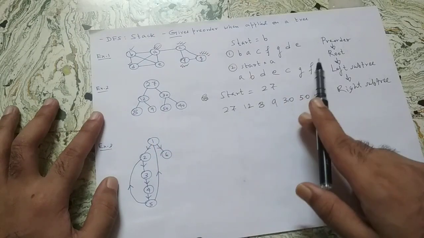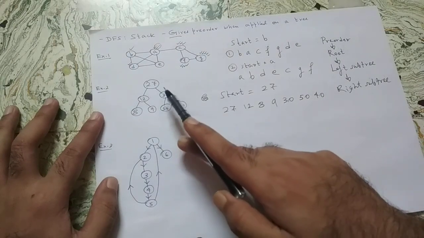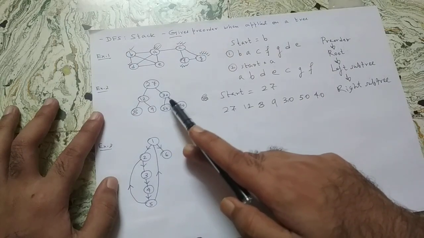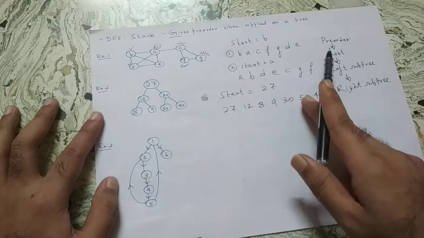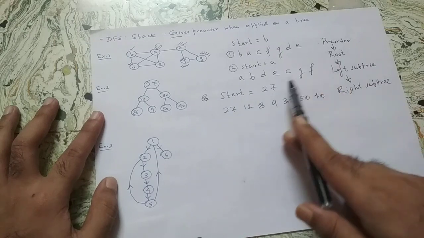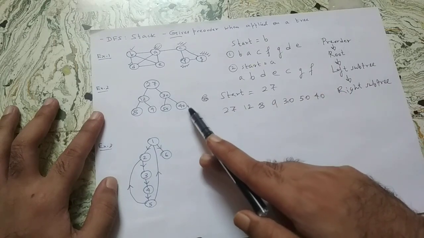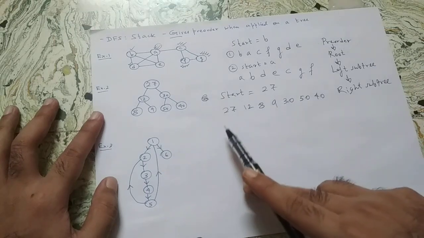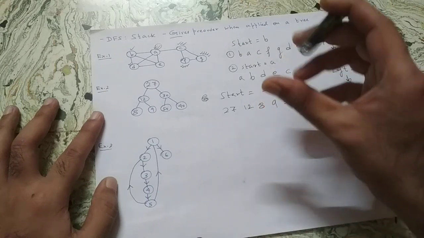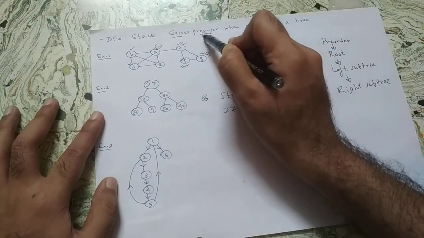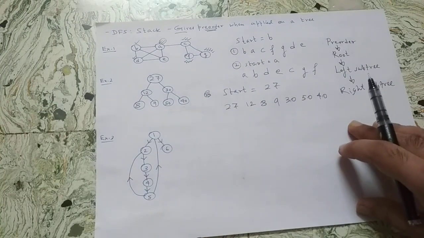Then I'll go to the right subtree. See, after the left subtree, I have to go to the right subtree of 27. In the right subtree of 27, I find a subtree with 30 as the root. So I'll start exploring this subtree with 30 as the root by using pre-order. So I'll print 30, then I'll explore the left subtree of 30, which is 50, and then the right subtree, which is 40. So that is exactly what I've got. The DFS traversal which I've got here is exactly same as the pre-order of a binary tree. So this statement has been conclusively proven.